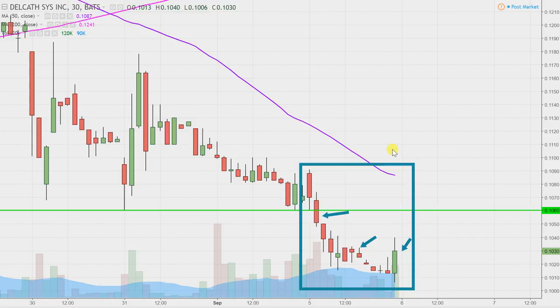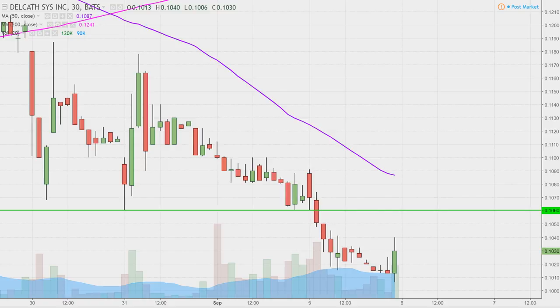I did this analysis on Friday, so that's where the green line annotation is coming from. I'm not going to beat that dead horse, but in short, this was a very, very important level of support as far as the overall chart is concerned. Again, if you're curious why that was so important, you can go back and watch the video from Friday.